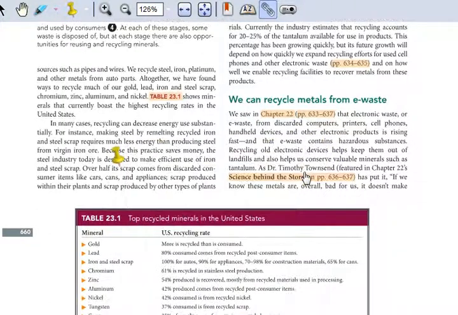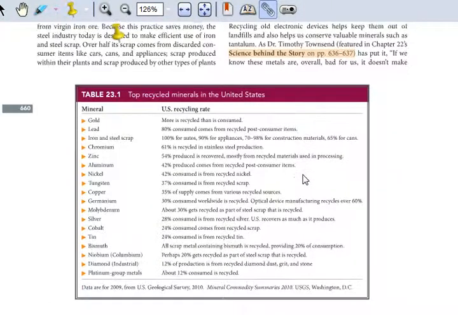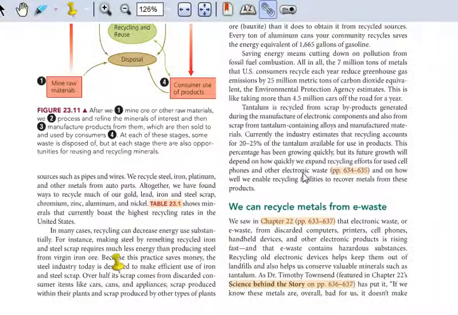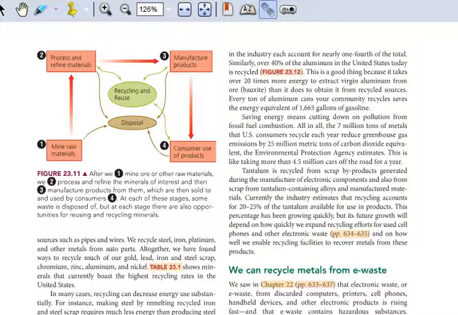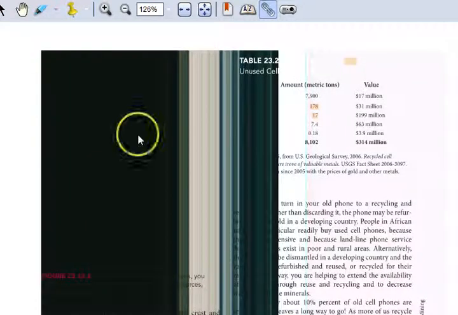And so recycling is huge for saving electricity and preserving unrenewable resources. So that's a good thing.